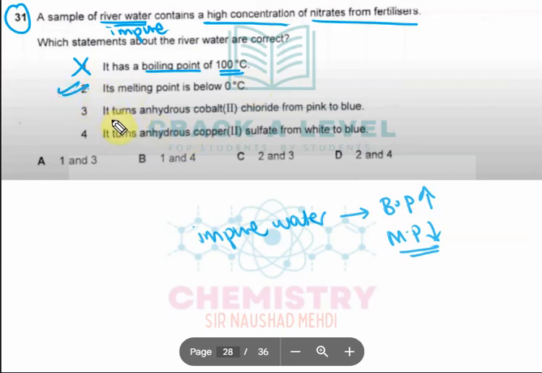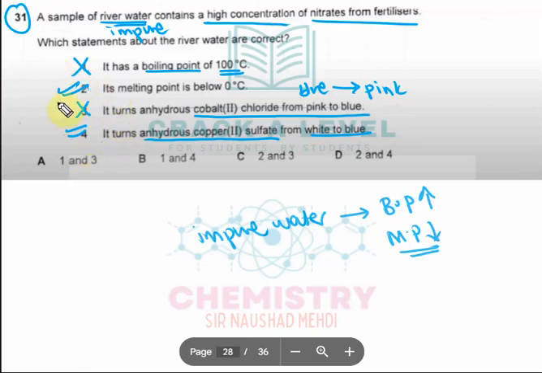Next statement: it turns the cobalt(II) chloride from pink to blue. This is a test for water. Anhydrous cobalt(II) chloride is blue in color, and when you add water to it, it converts into pink. So this is not the correct answer. It changes from blue to pink, not from pink to blue. The last one: it turns the anhydrous copper(II) sulfate from white to blue. Yes, anhydrous copper sulfate is white, and when you add water to it, it converts into blue. So statement number 4 is also correct. So for MCQ number 31, the answer is option D.